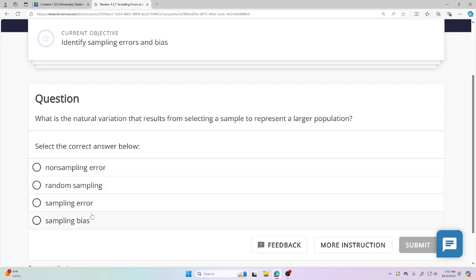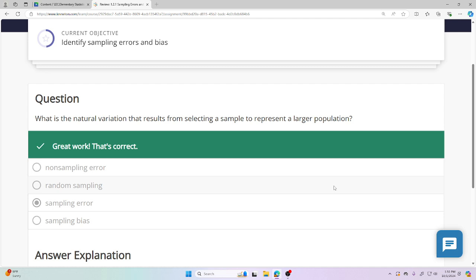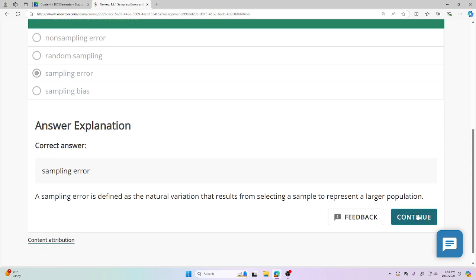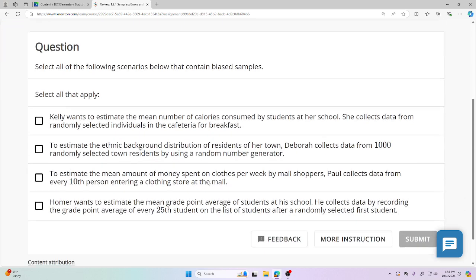Is this one of those? See, all these definitions. Oh, yeah, I remember. A perfect example again. Just write down some of this stuff. Biased. Oh, I remember these. What's the estimated mean number she collects data from? Individuals from the cafeteria. Consume calories. Breakfast? That's bias, yeah. And so it says bias, so we're going to click it.